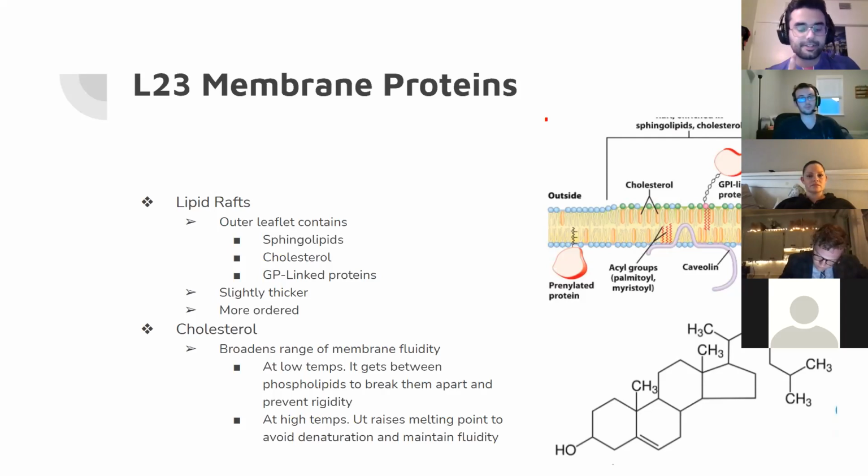Okay, so cholesterol actually broadens the range of membrane fluidity. At low temperatures, if we can get cholesterol in there, we can prevent some rigidity, to an extent. And at high temperatures, cholesterol can increase our melting point to avoid denaturation and maintain some fluidity, to an extent. So what cholesterol is doing is basically mitigating the effects of temperature on the cell membrane.